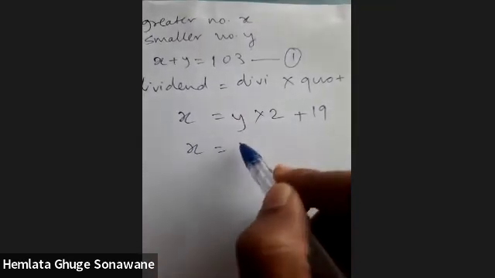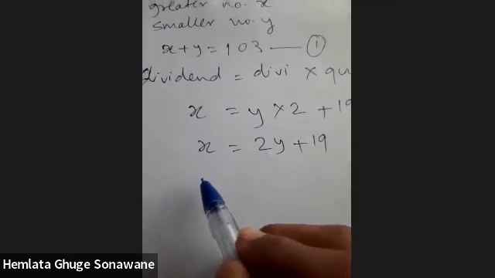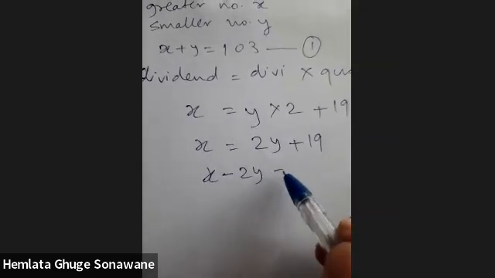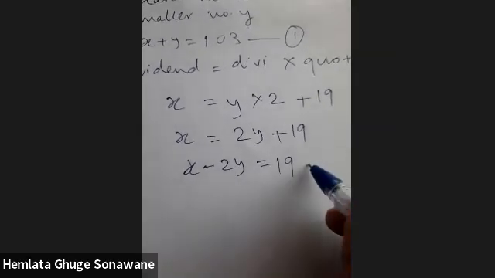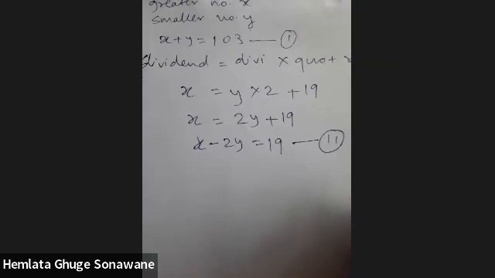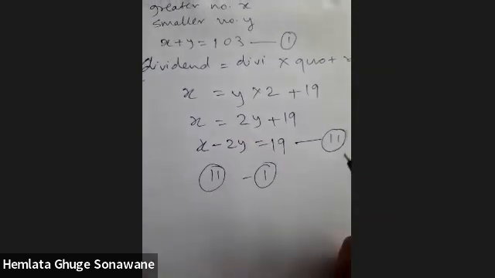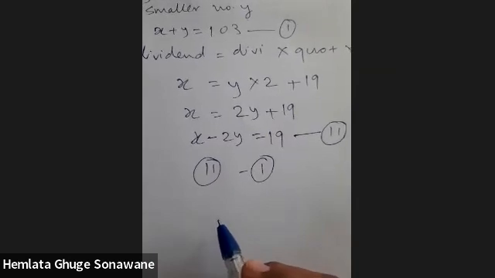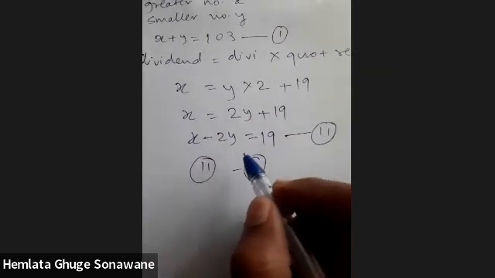Now we have got x is equal to, we'll simplify this, y into 2 is 2y plus 19. So this plus 2y becomes minus 2y towards the left-hand side, is equal to 19. So x minus 2y is equal to 19 is our second equation. Okay, now we'll subtract equation number 2 from equation number 1.